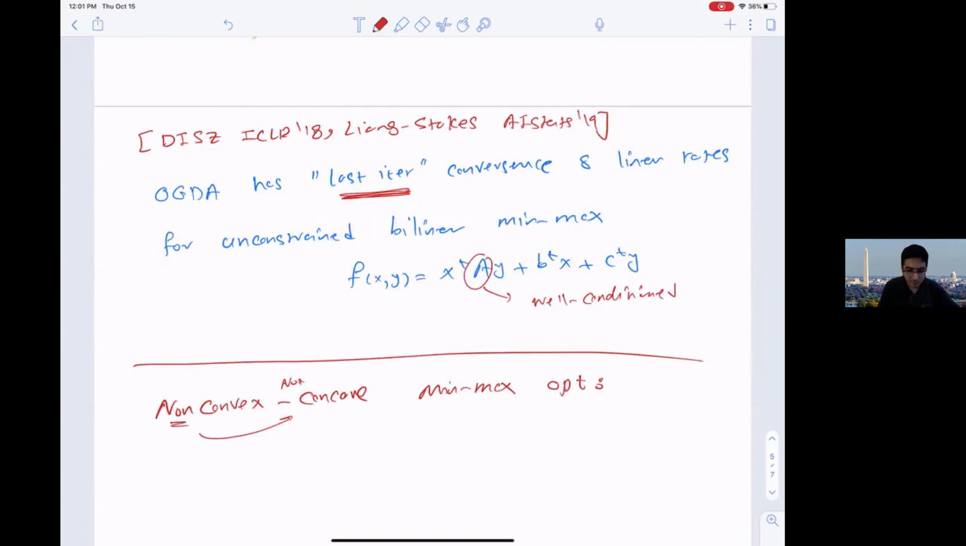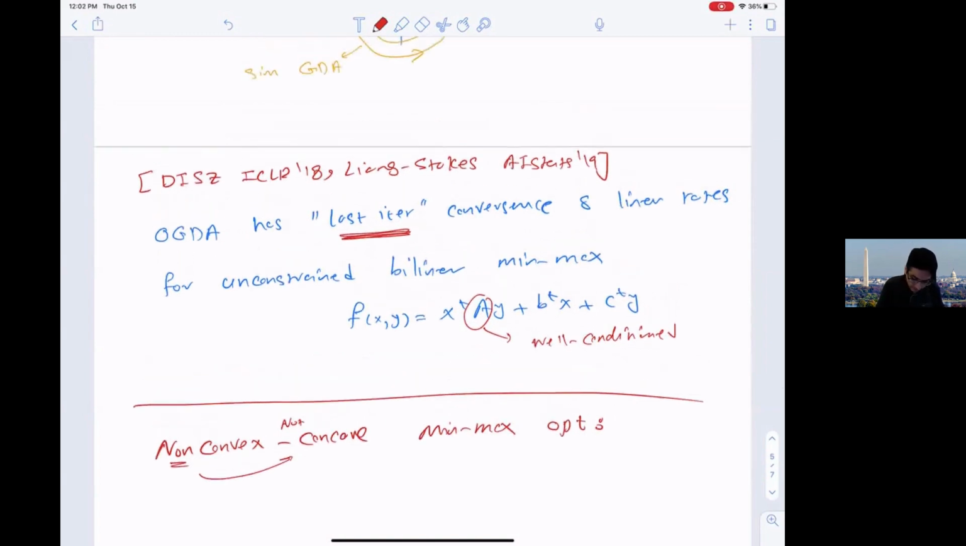Okay, so let me pause and see if there are any questions. Is this independent of the choice of eta? Okay, so yeah, I think there are some conditions that eta should be sufficiently small. You should look at the theorem in these papers to see the exact condition, but there's always a condition on eta. Otherwise, we don't even have convergence in just the convex minimization case.